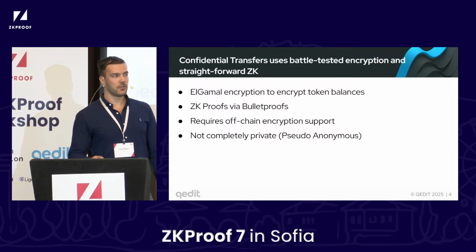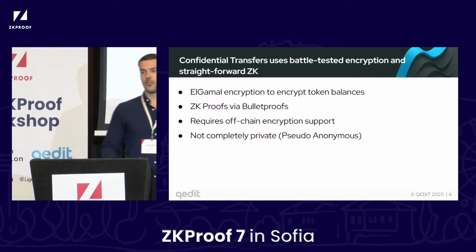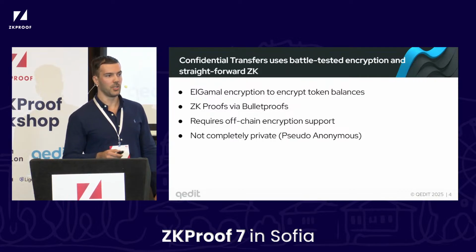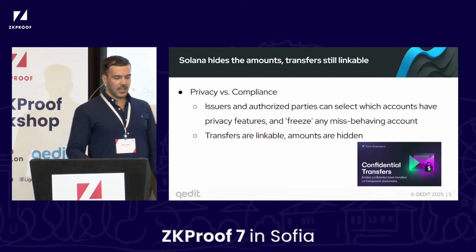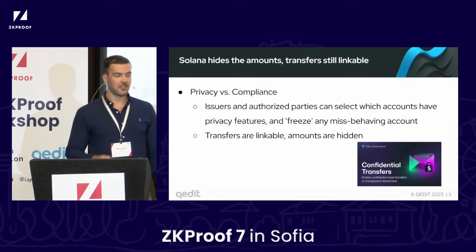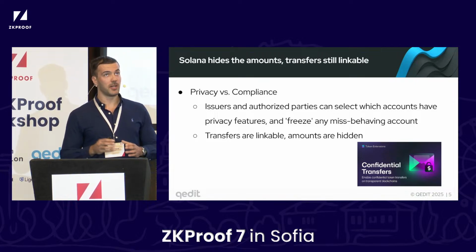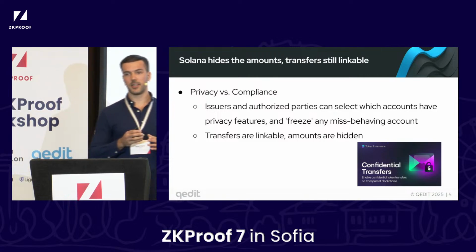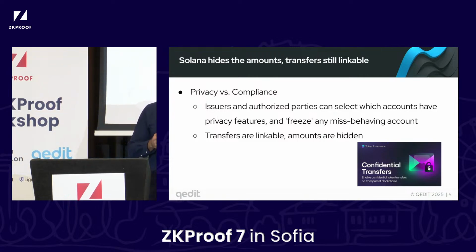Another important thing is that by definition, it's pseudo-anonymous. We cannot tell who the entities are, and we cannot tell the amounts, but we do see the transaction graph, so we can see who sent to whom. We just cannot tell how much. I want to explain this a little more, because it's important to see the balance between privacy and compliance in confidential transfers, where we just hide the amounts.